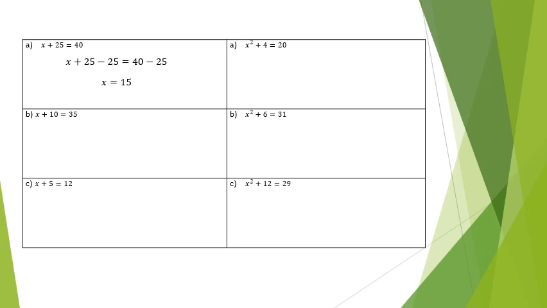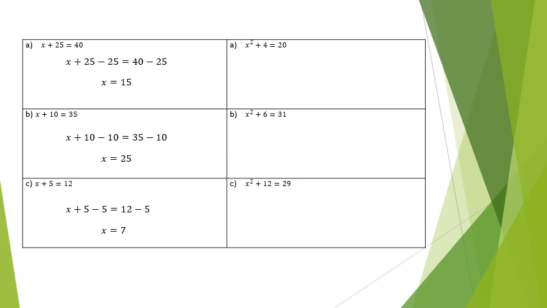For B, we have x plus 10 equals 35. So if we subtract 10 from the left to get x by itself, we must subtract 10 from the right, and we get that x equals 25. And C, x plus 5 equals 12. Well, if I subtract 5 from the left to get x by itself, I have to subtract 5 from the right, and I get that x equals 7.